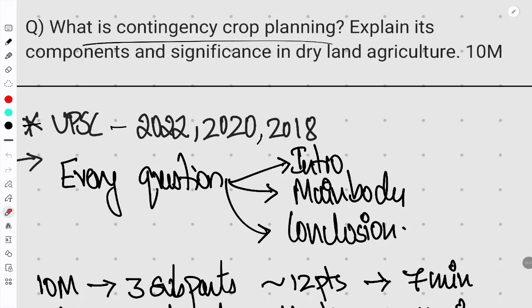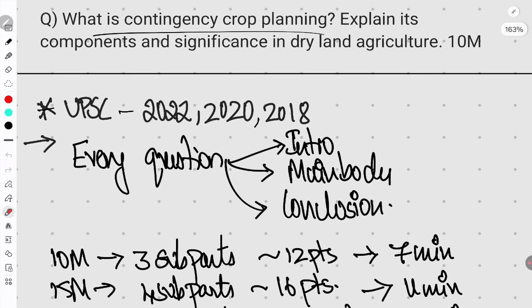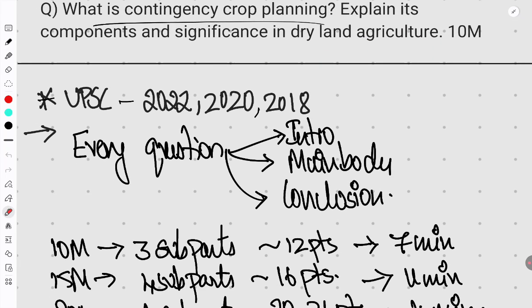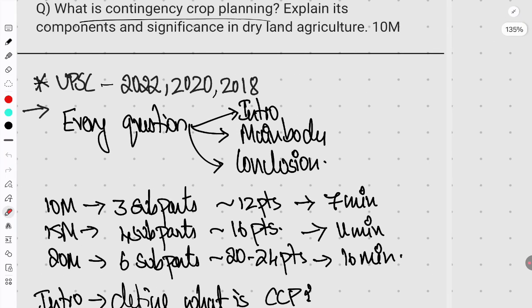Today we will be discussing an important question related to agriculture optional. So today we are discussing what is contingency crop planning, its components, and significance in dryland agriculture. Before directly jumping into the main question, we'll be discussing a few things about this question.